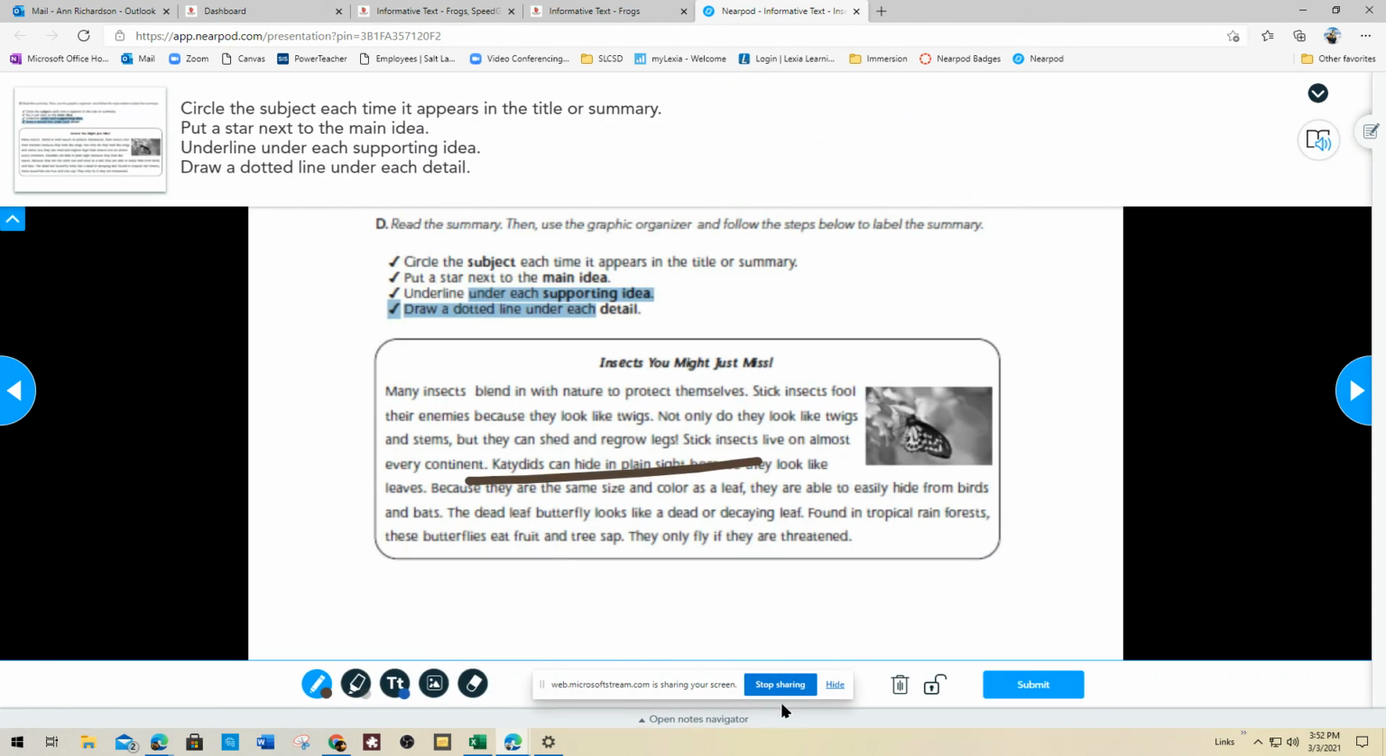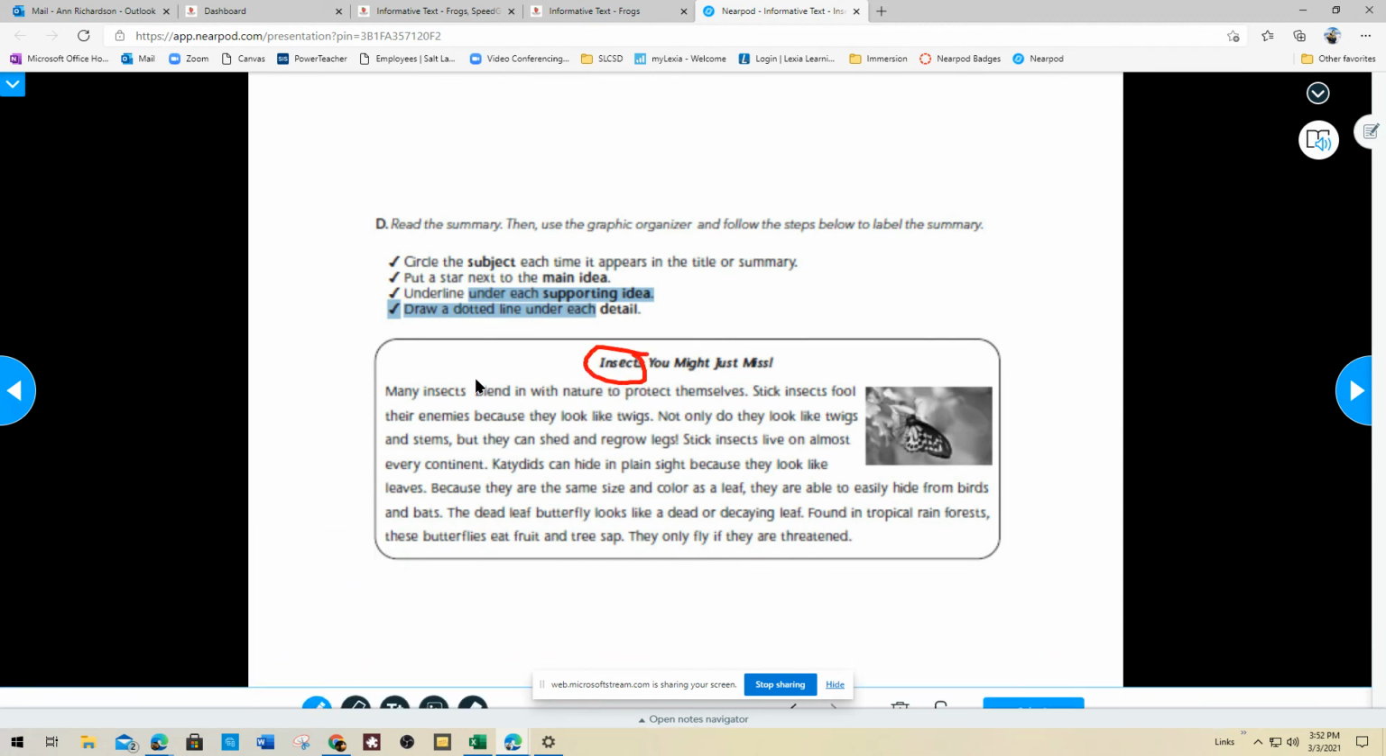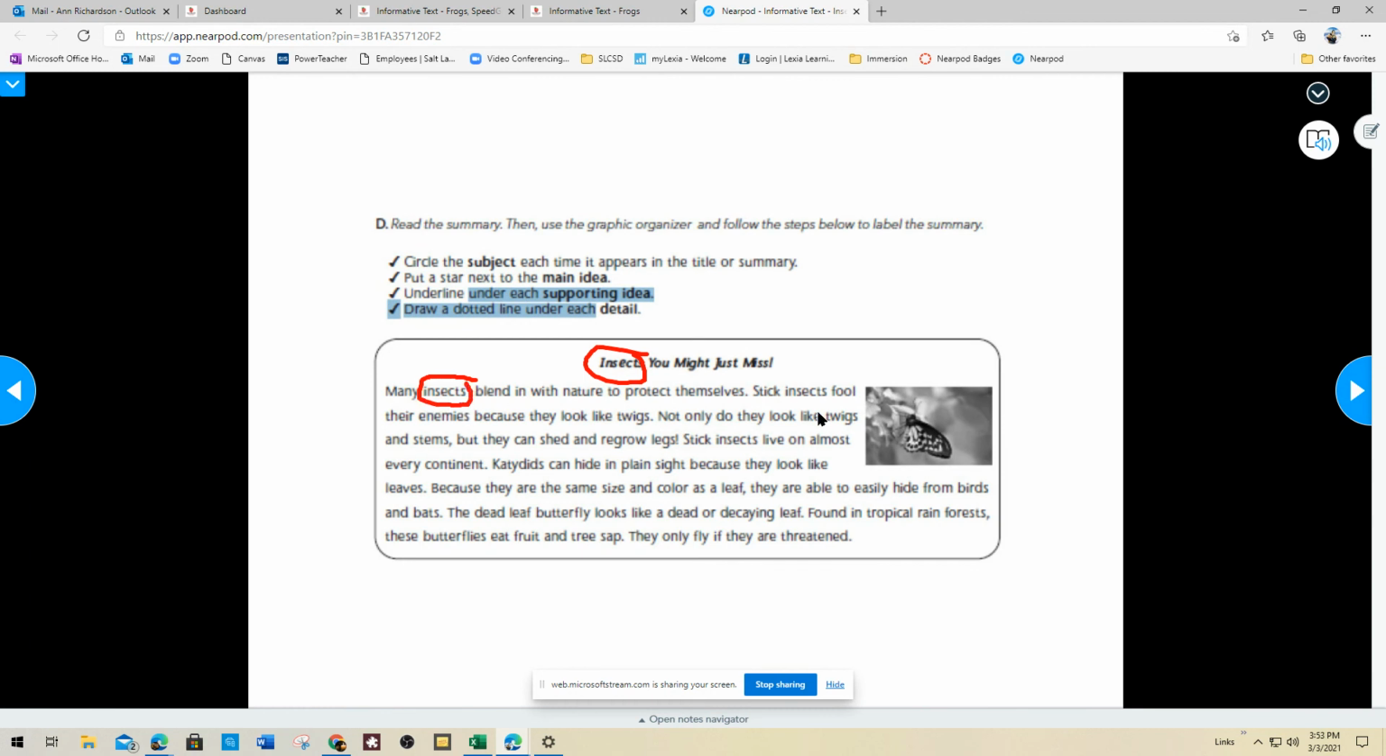And then let's look at this one. I want you to circle the subject each time it appears in the title or the summary. So you just saw the graphic organizer for this, so you can go back to that previous page. And look, this is about insects, right? It's actually what this whole thing is about. I'm going to make this tiny, make it blue or make it red. We're going to circle every time we see insects because that's our subject.